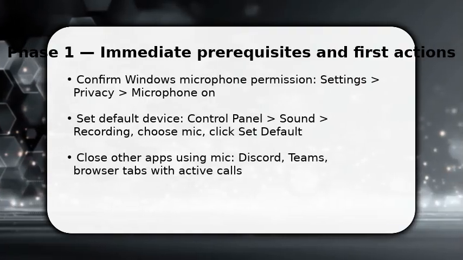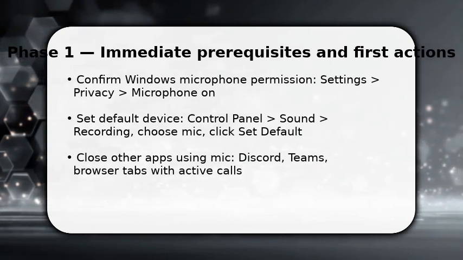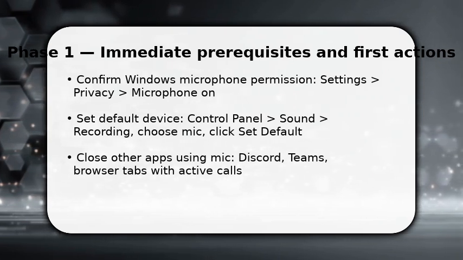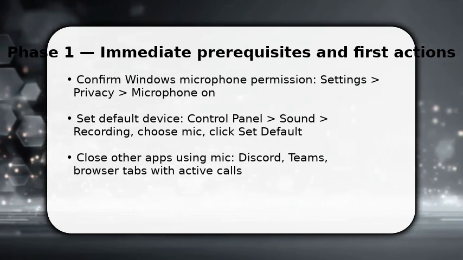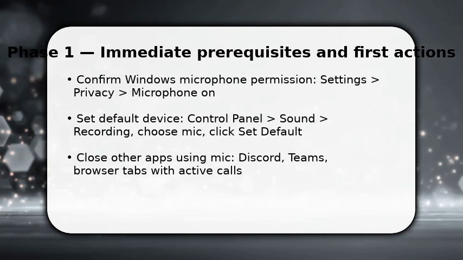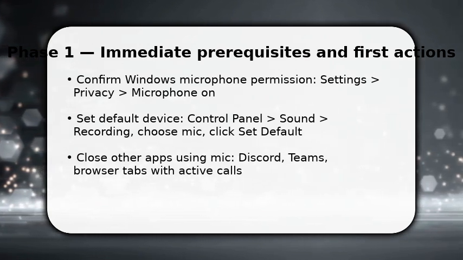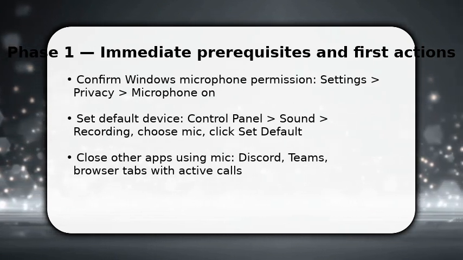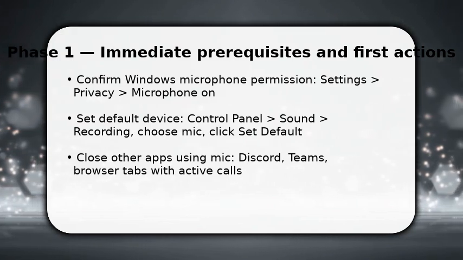You'll begin by verifying permissions and devices so the game can access your mic. Open Windows privacy settings and enable microphone access for apps. Make sure Valorant appears allowed. Next, go to Control Panel Sound, Recording tab, select your mic and click Set Default. This ensures the OS routes audio correctly. Once done, close or mute other programs that may capture the mic, like Discord or browser calls, because they can block exclusive access and prevent Valorant from hearing you.